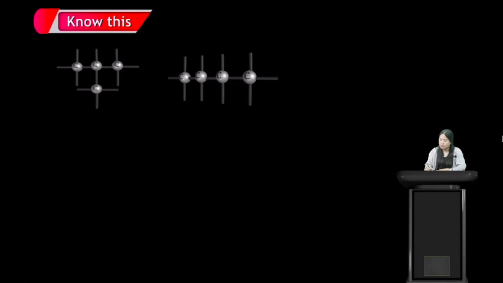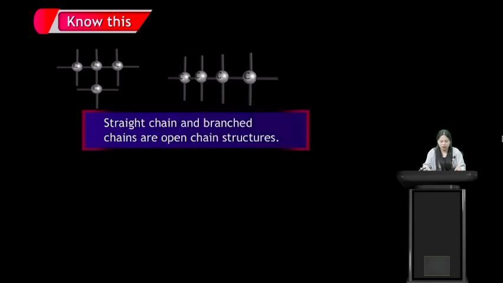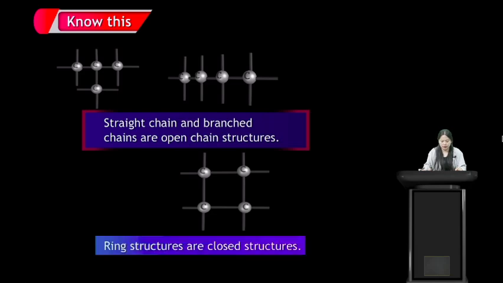These are compounds containing 4 carbon atoms. In both cases, they have 4 carbon atoms. All the carbon atoms are bonded by single bond only. So straight chain and branch chain are open chain structures. Remember the difference, okay? Straight chain and branch chains are open chain structures. And we have these ring structures. Ring structures are closed structures. In these two cases, they are open chain structures. It is not closed. But in this case, we see that it is closed.